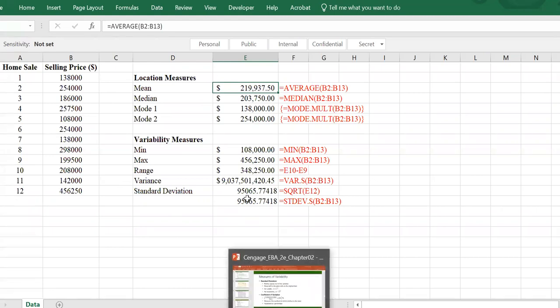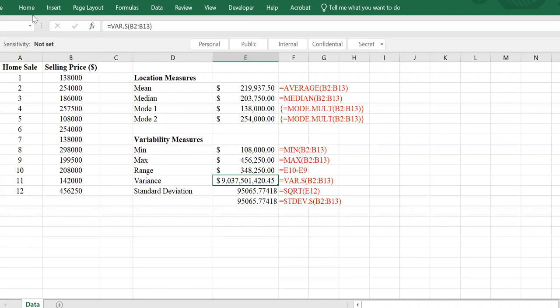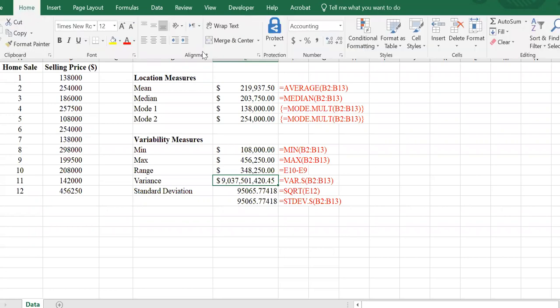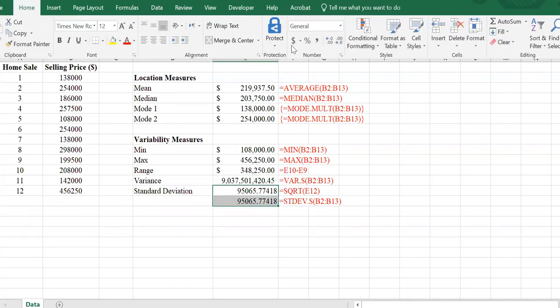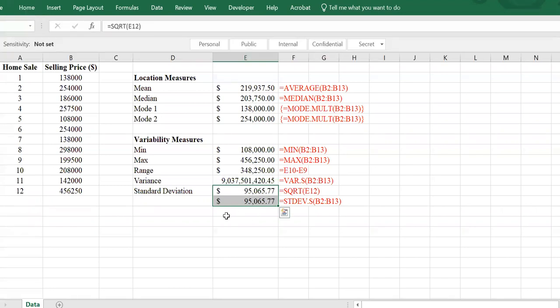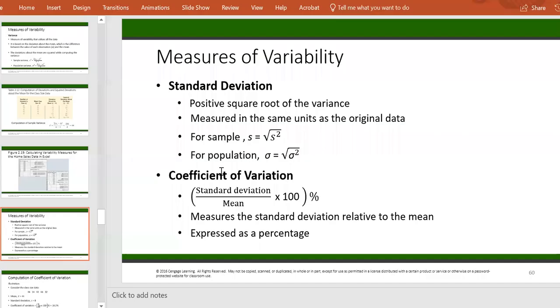And again, these are dollar values. This is not dollar value, this is dollar squared. So I'm going to remove the dollar sign here. But standard deviation now is in dollar units. So I just add the dollar sign here. And these are fine. Okay. All right.